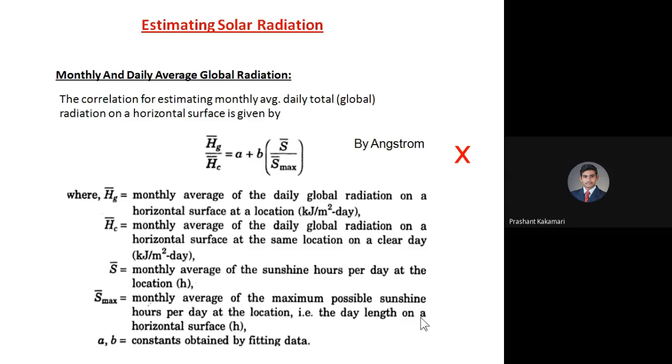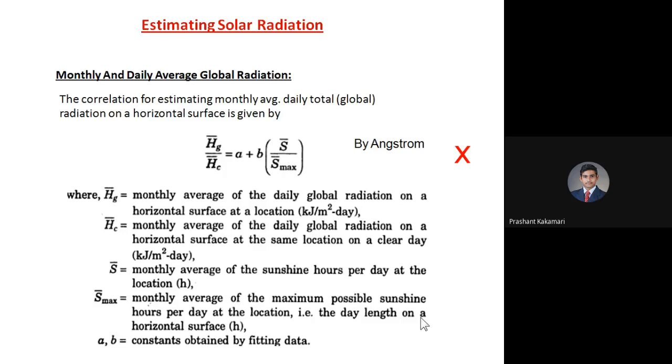Before starting this discussion, one should keep in mind, here we are assuming the surface is completely horizontal, a flat surface kept below the solar radiations, and we are measuring only global radiations by pyranometer. The global radiation is nothing but the total radiation, beam and diffuse. All radiations we are measuring by the pyranometer. That is called global radiation.